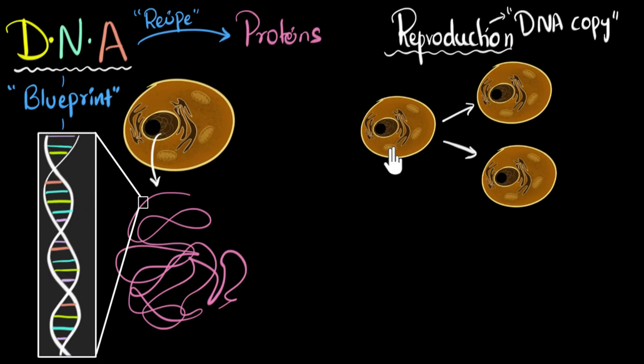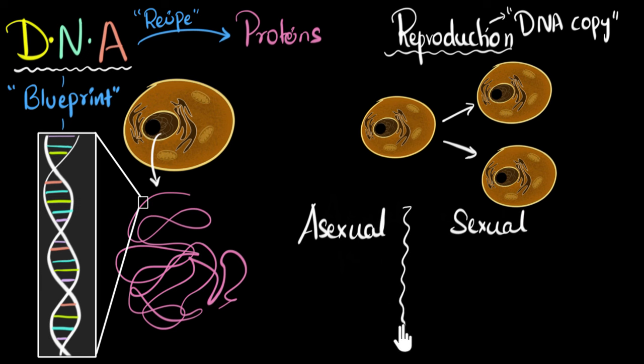And finally, based on how the DNA is formed in the offsprings during reproduction, we can classify reproduction into two kinds. We have something called asexual reproduction, and we have something called sexual reproduction. Again, just to give you an overview, because we'll talk about them in great detail in future videos, asexual reproduction happens from just one parent. This reproduction is just one parent.